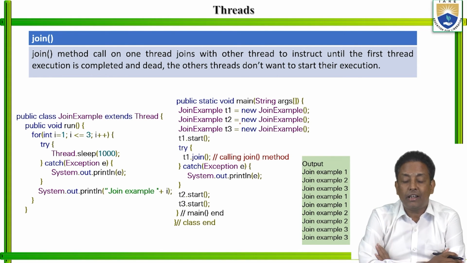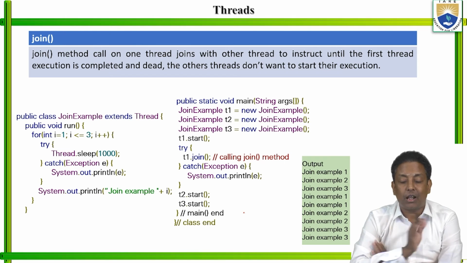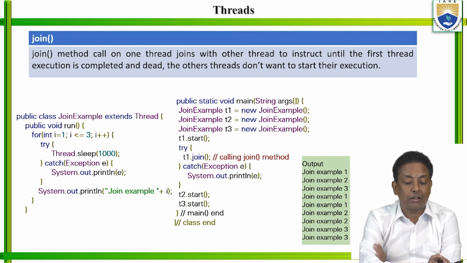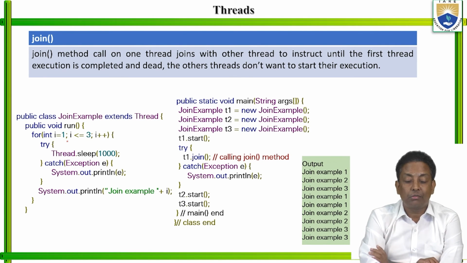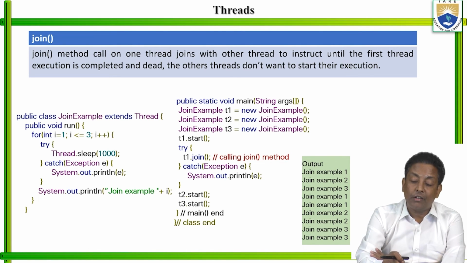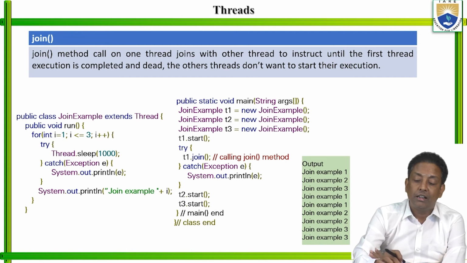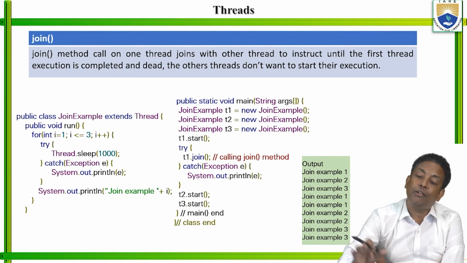We created 3 thread objects of this join example. If you call t1.start, t2.start, t3.start, what happens? With t1.start, first the run method executes. The for loop starts. In the first iteration, there is a 1000 milliseconds delay. After that, first this join output should come. Here we are creating objects of the same thread class 3 times. You can assume that these 3 threads are of different thread classes.